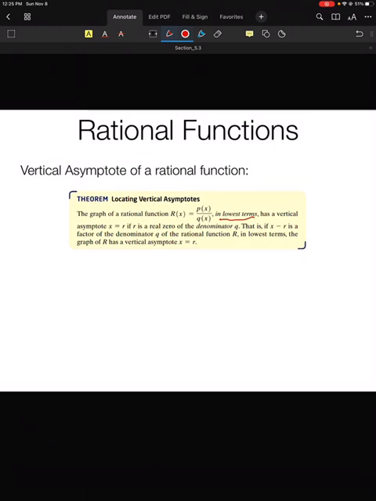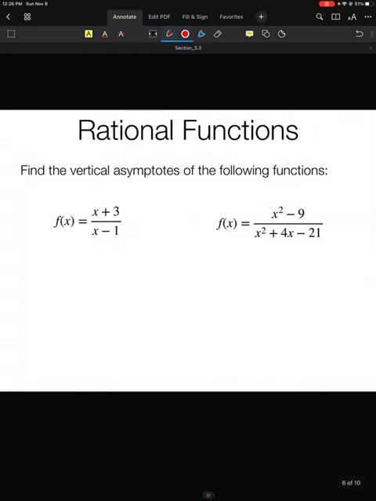So what we did with the domain was we found where you get a divide by 0 problem, and that was what helped us find the domain of the function. We're going to do the same thing here. We're finding the zeros of the denominator, which would get us a divide by 0 error, right? And that's going to give us where the vertical asymptotes are, hopefully. So let's look at a few examples. The first one is x plus 3 over x minus 1, and then we've got one that's a little bit more complicated for number 2.